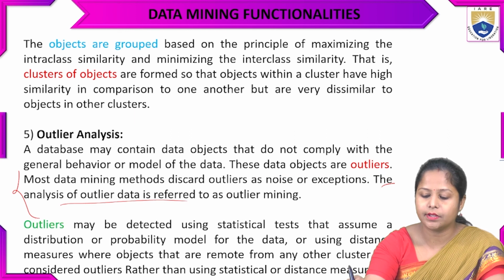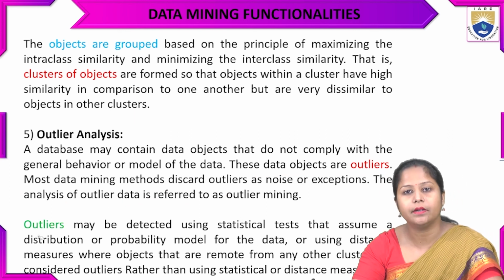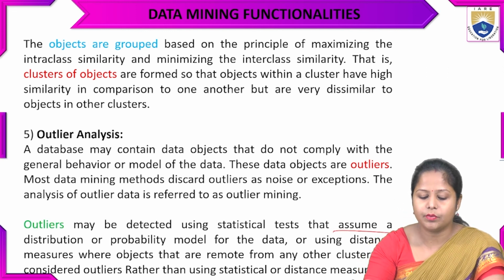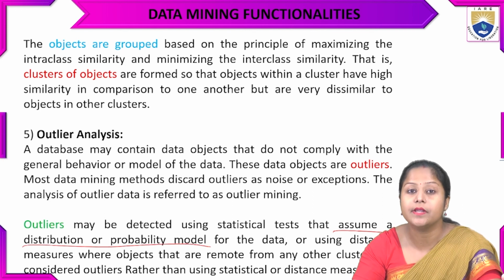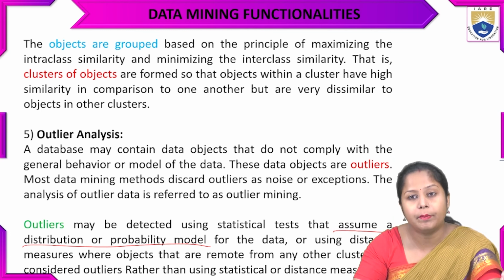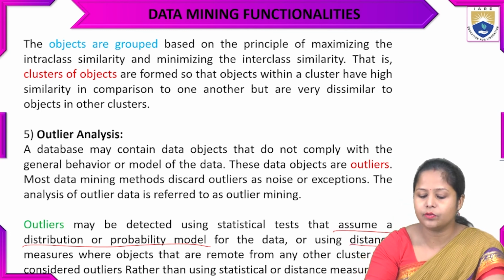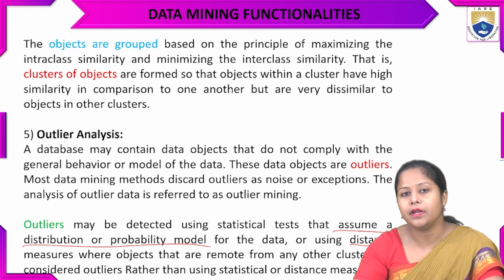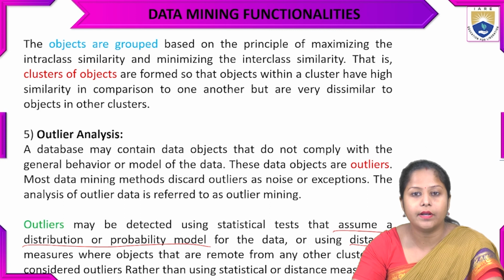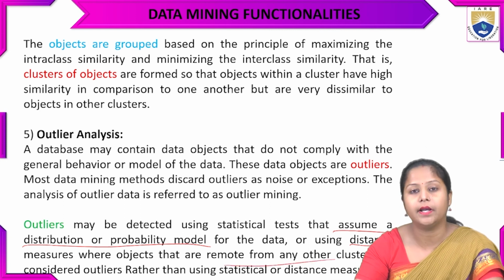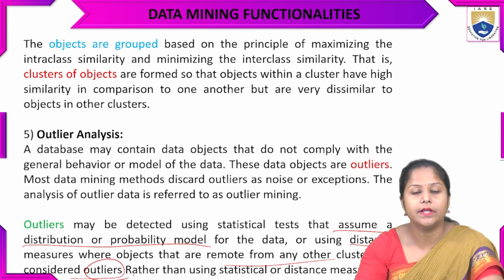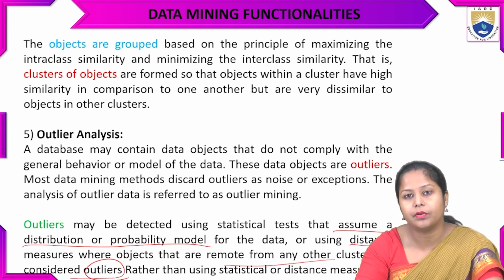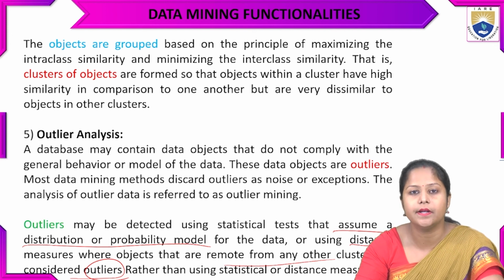Outliers may be detected using statistical tests that assume a distribution or probability model for the data, right? So we need to use some statistical methods and the probability model for the data. We can also use distance measures, where the objects that are remote from any of the other clusters are considered outliers.